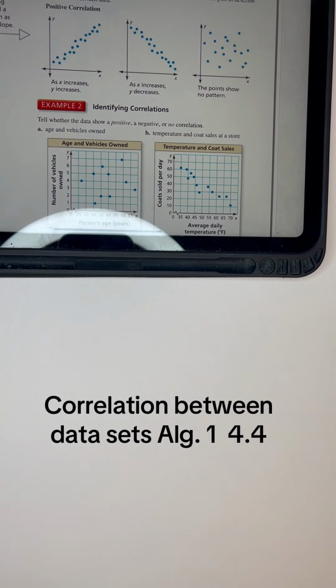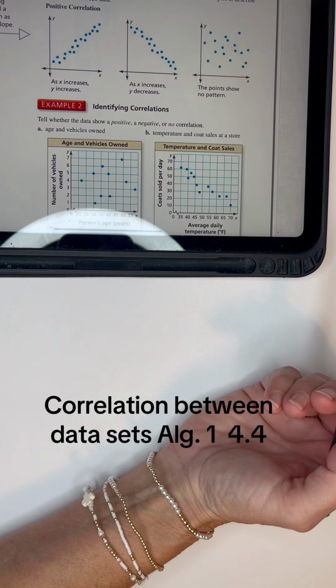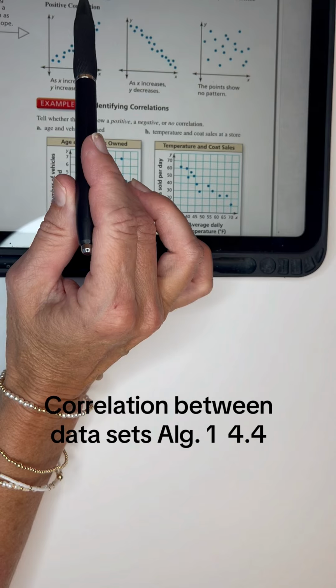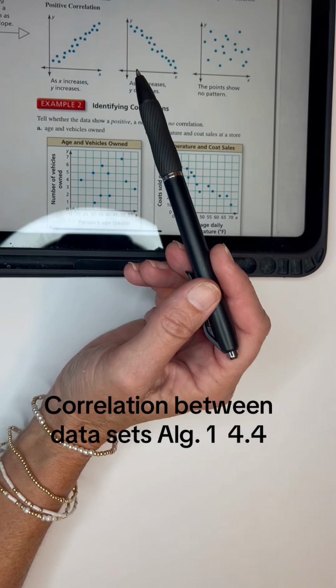We're going to identify correlations between data sets, and this will look a lot like slope. So think about this. A correlation is a relationship between data sets, and you can use a scatter plot to describe the correlation between the data.